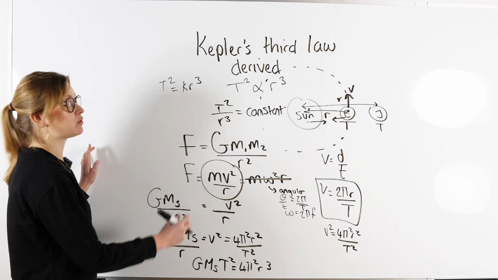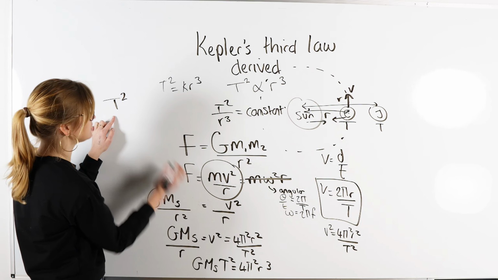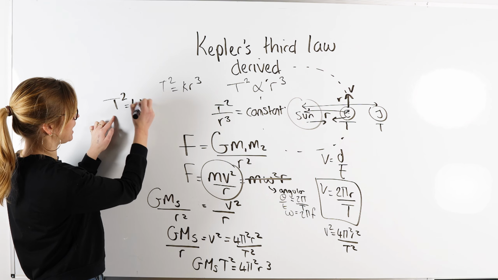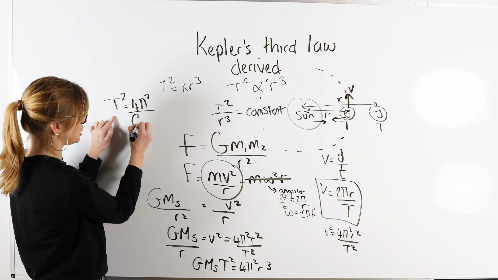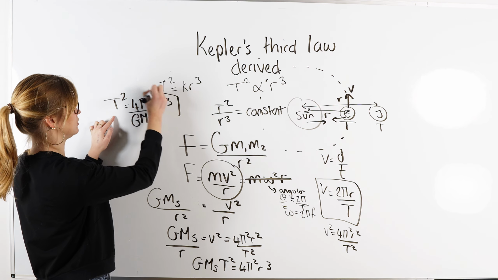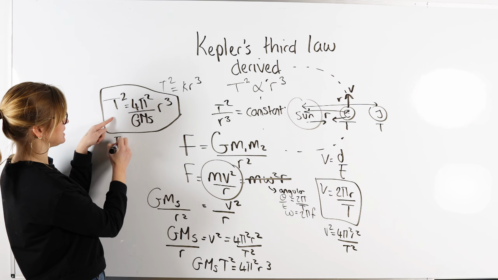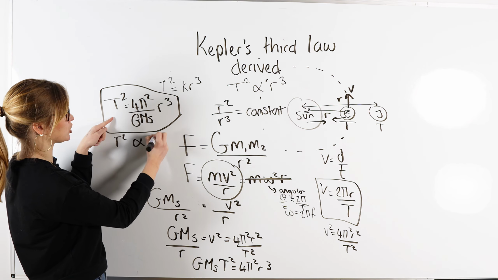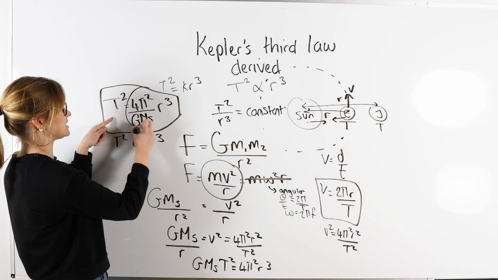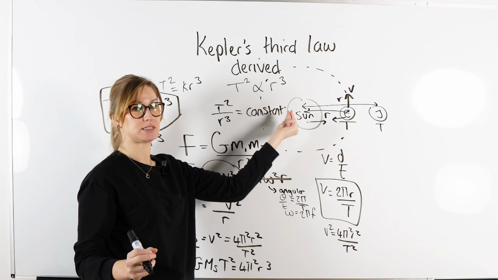So again, just to show you what our final answer here is, t squared is going to equal 4 pi squared divided by G times the mass of the sun, times r cubed. So what I've just shown is that my t squared is proportional to my r cubed because this is a constant. Okay, so it's a constant for the set of objects orbiting the sun.